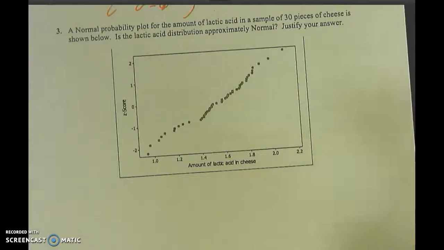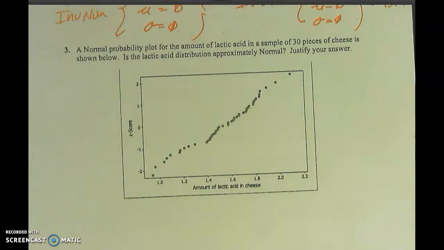All right. Real quick. A normal probability plot for the amount of lactic acid in a sample of 30 pieces of cheese is shown below. Is the lactic acid distribution approximately normal? Justify your answer. Is this approximately normal? Why?